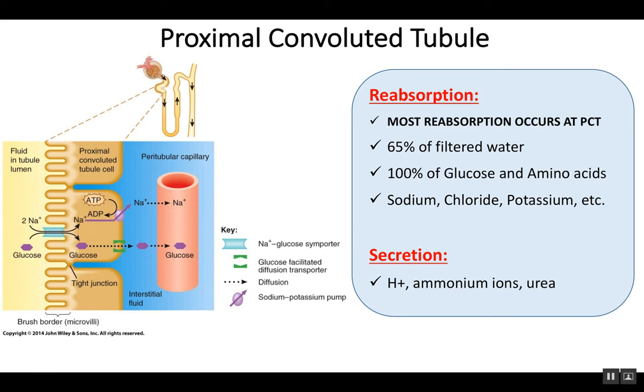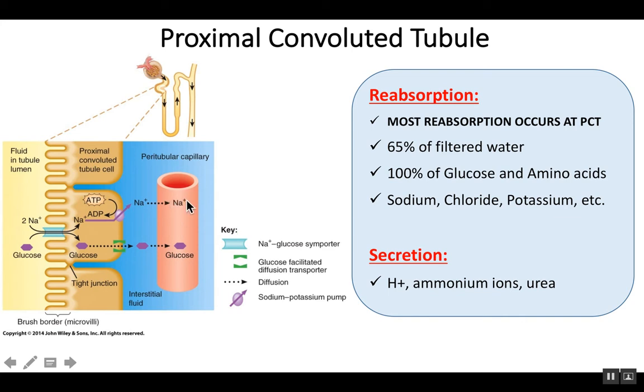Now, diabetics might have excessive amounts of glucose, and the proximal convoluted tubule just doesn't have enough transporters to reabsorb it all. And what happens is some of that glucose will then spill out into urine. But in normal situations, glucose should not be found in urine because it should have been completely reabsorbed at the PCT. It also reabsorbs other important ions.